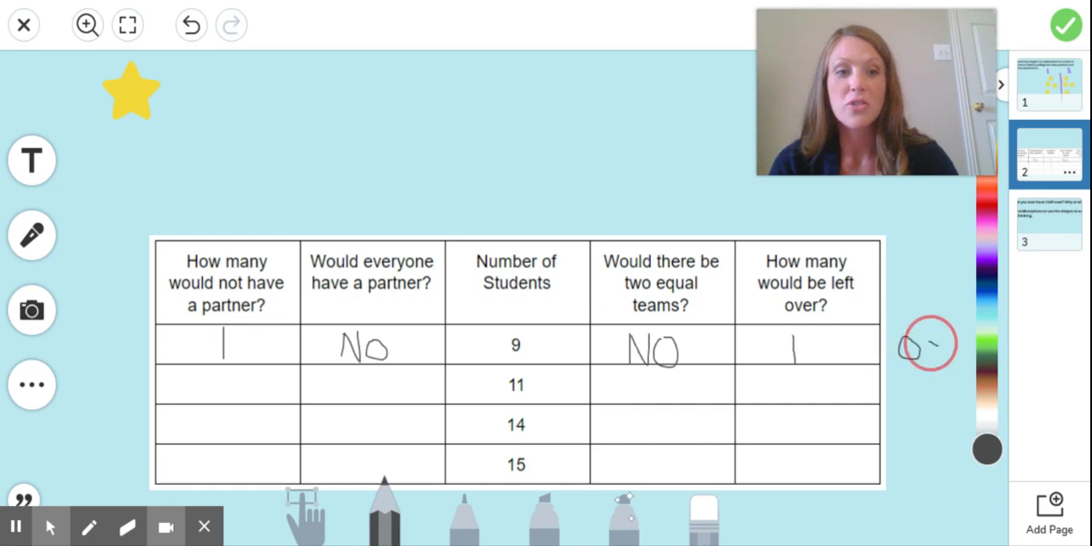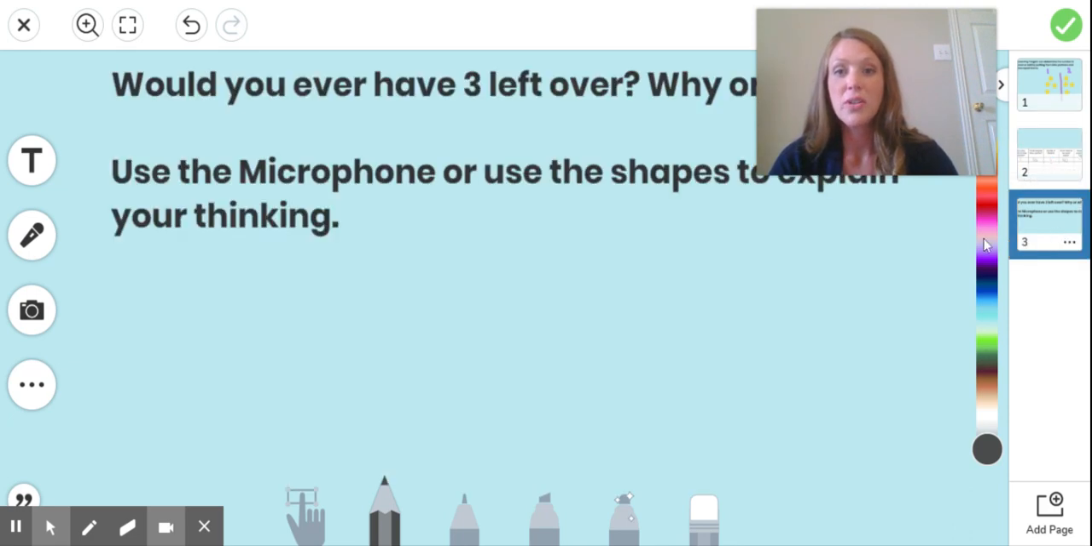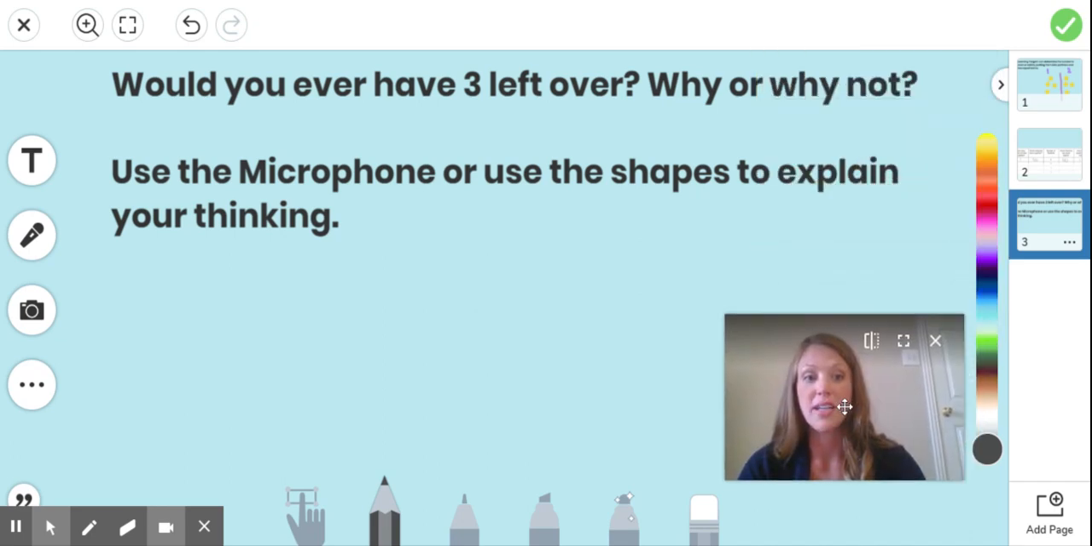So on this side, I want you to write odd or even to tell me if the number is even or odd. Okay, boys and girls, you're going to do 11, 14, and 15. Feel free to use page number 1 to help you answer the question. After you fill in the chart, go to page 3, and you're going to answer this question.